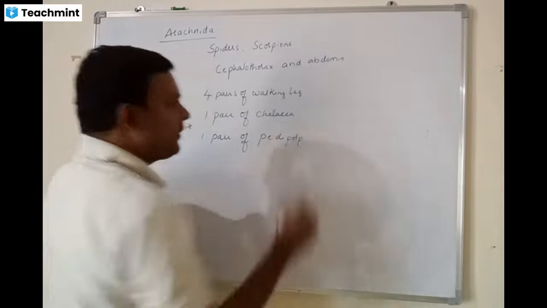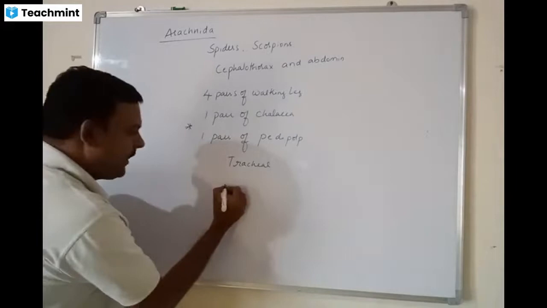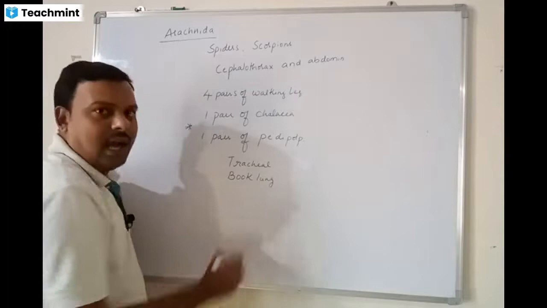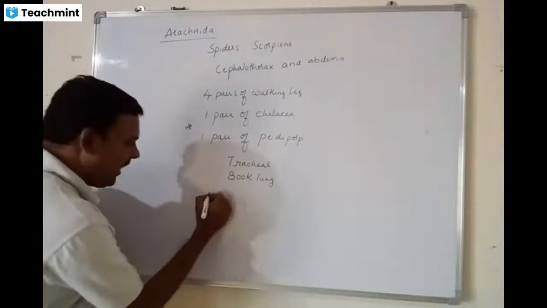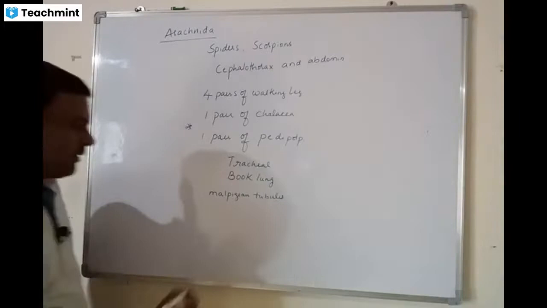Okay. And the respiration is tracheal respiration mostly. But the scorpions show respiration by book lungs. And having book lungs is an exclusive character of the scorpions. Okay, very important. And the excretion is through Malpighian tubules, and they also have these urate cells.